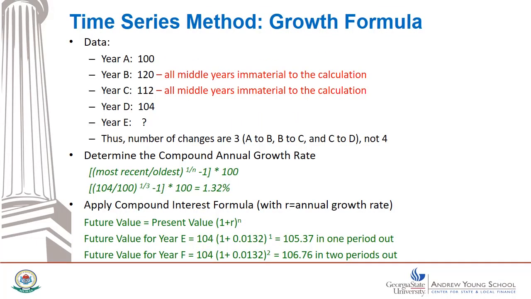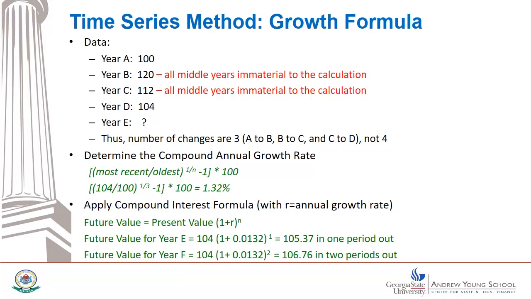Another time series method is to compute the compound annual growth rate for the time series, and then use that rate to make a forecast. Suppose we had a series with 4 annual amounts, and we wanted to forecast the next 2 years. First, we compute the compound annual growth rate. The factors we use are the oldest number of 100 and the most recent number of 104.